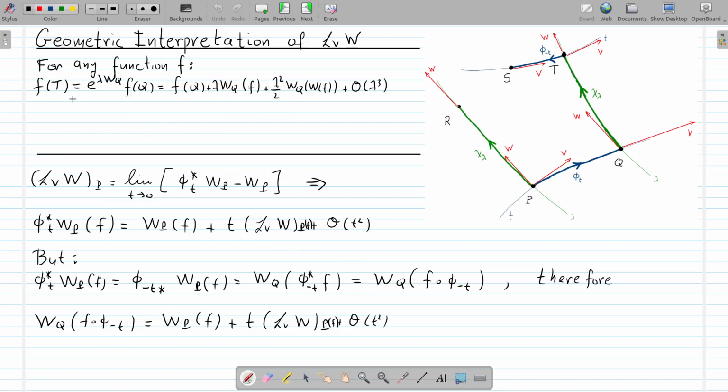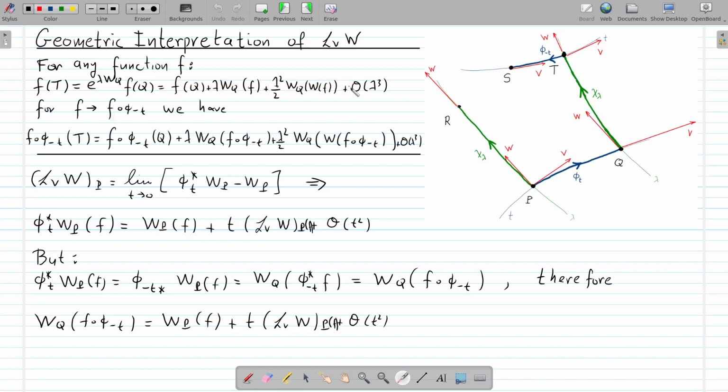As we know, for any function f, its value at t can be obtained by dragging its value at q with the exponential operator e to the lambda W_q. And this will give us this expansion here. Now, if we apply this to the function, which is the composition of phi minus t with f, then we obtain this relation shown here.